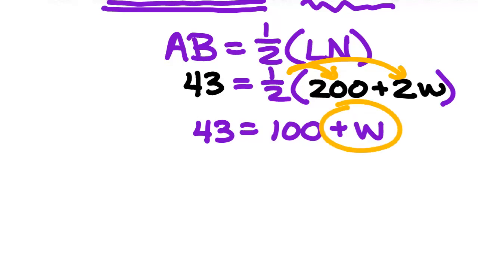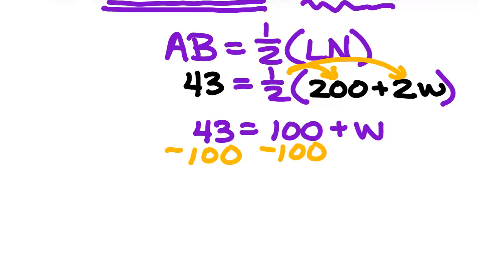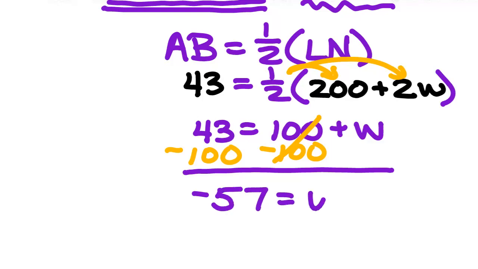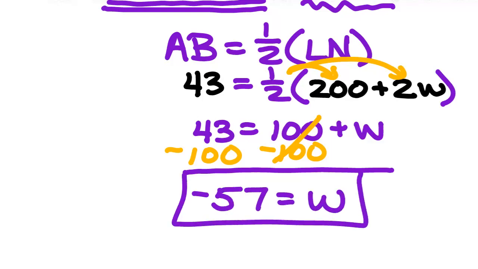And to finish getting w all by itself, I need to do what? Yes, we're going to subtract the 100 from both sides. We're going to remove it from the side where w is. Negative 57 is equal to w. Very nice work.